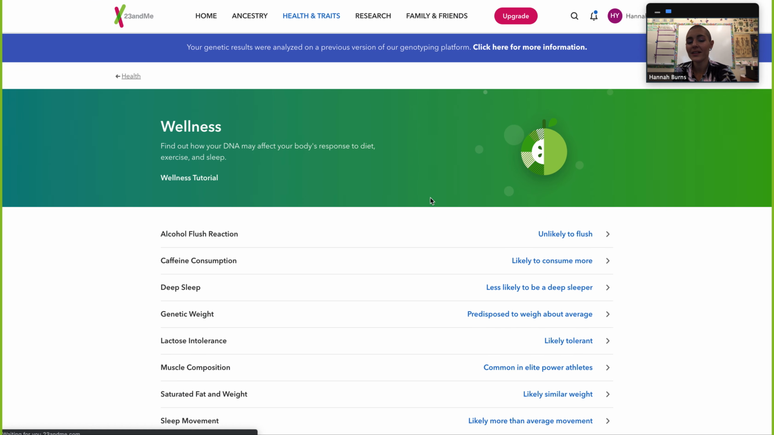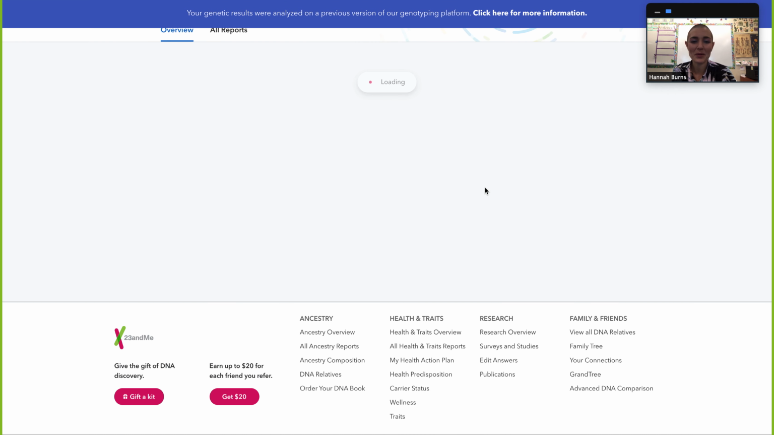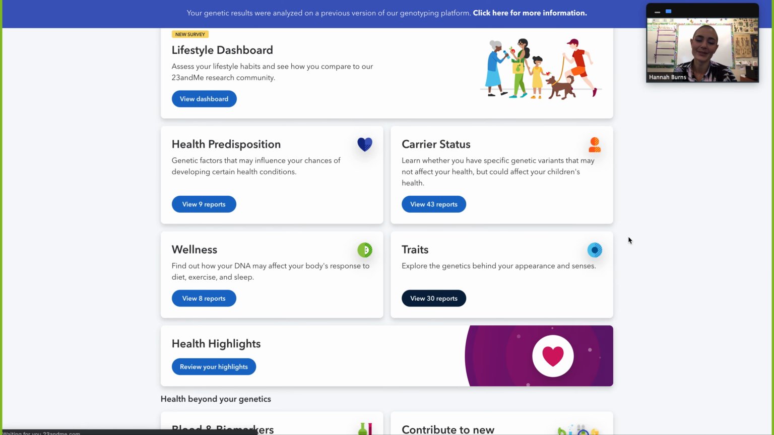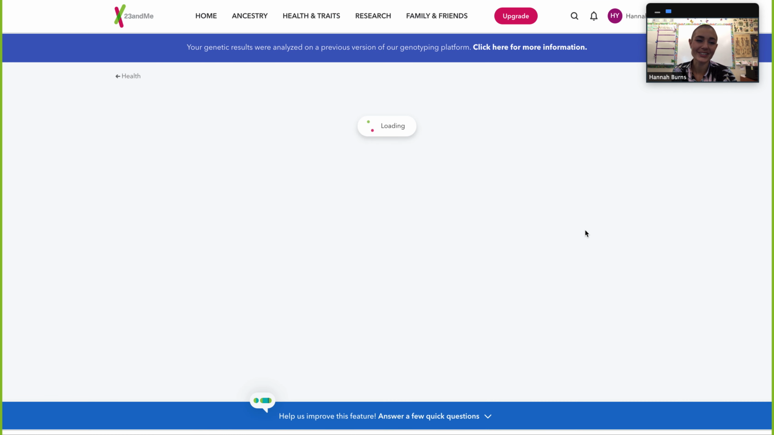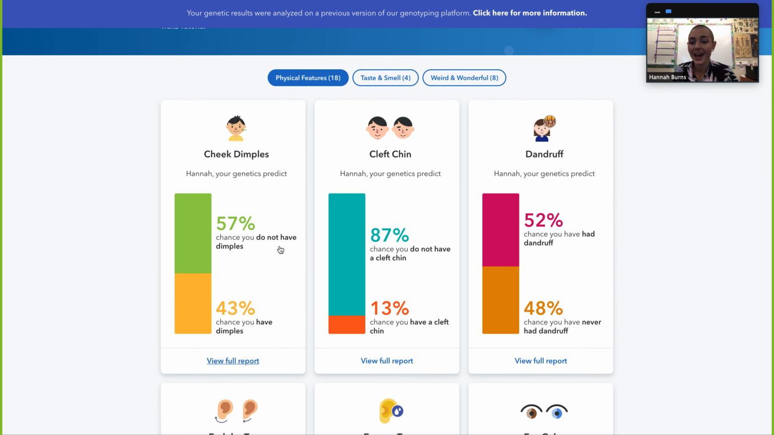And then finally here, as I'm showing you guys all these different things about me, you probably didn't think that you were going to learn a bunch about Mrs. Burns in this lesson here. These are just general traits. So, for example, cheek dimples. I have a higher chance of not having cheek dimples. That's true. I don't have any.